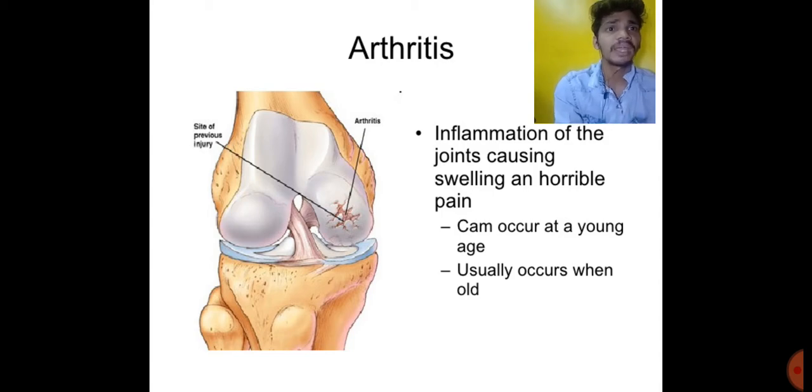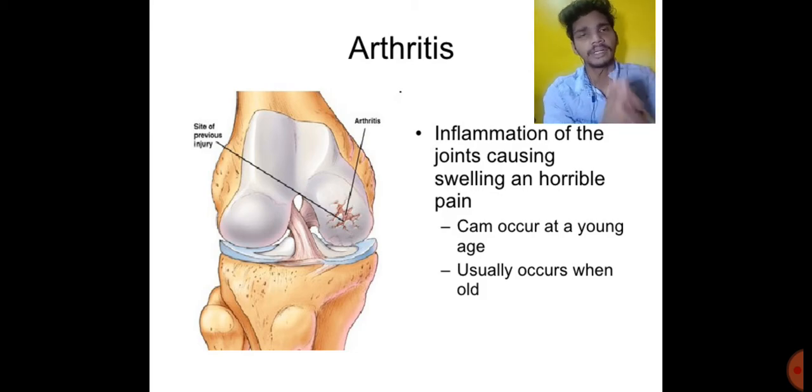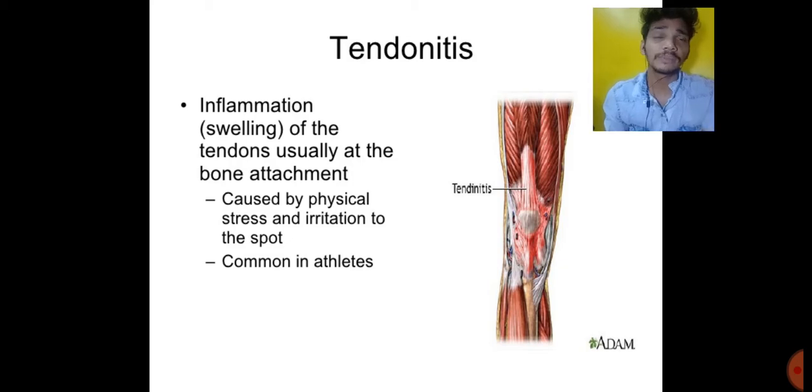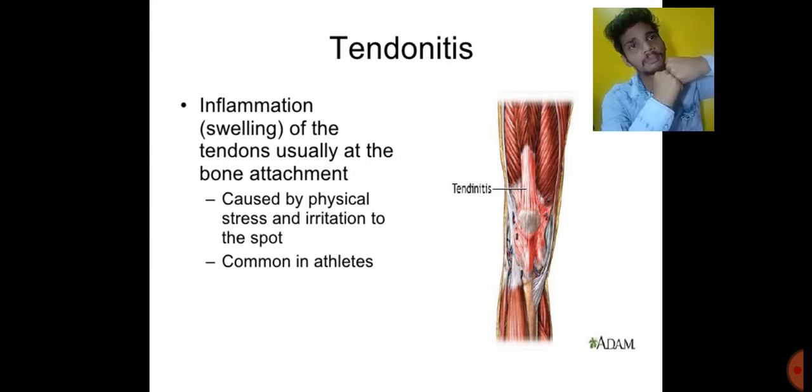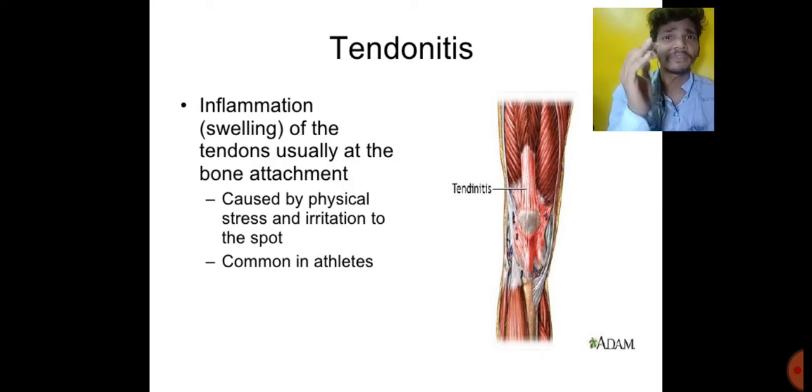It causes pain. It can occur at a young age, but usually occurs when old, because of wear and tear. When we talk about tendinitis, we have studied that tendons join muscle and bones, so definitely this is a very serious problem. There is inflammation, a swelling of the tendons, usually at the bone attachment. If there is inflammation or a crack, friction will be there, and that is a very serious problem. It's caused by physical stress and irritation to the spot. It's common in athletes because they are very active.